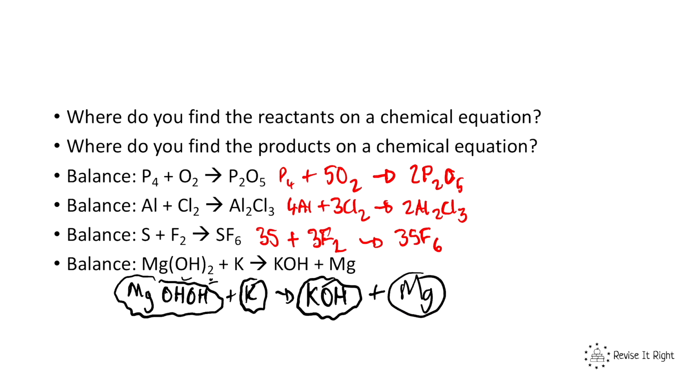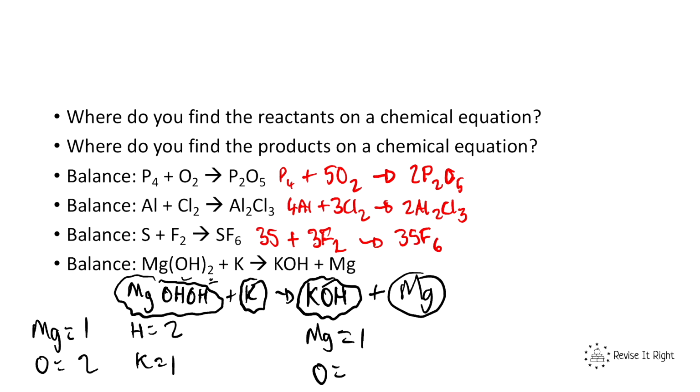Okay, so what have we got then? Mg on the left is 1, oxygen on the left is 2, hydrogen on the left is 2, potassium on the left is 1, and on the other side we've got magnesium is 1, oxygen is only 1, hydrogen is 1 there, and potassium is also 1. So what isn't balanced? Magnesium is balanced, hydrogen isn't balanced, and oxygen isn't balanced.